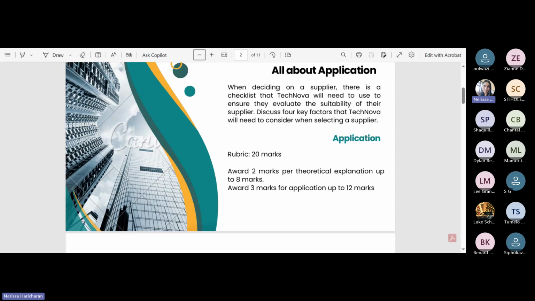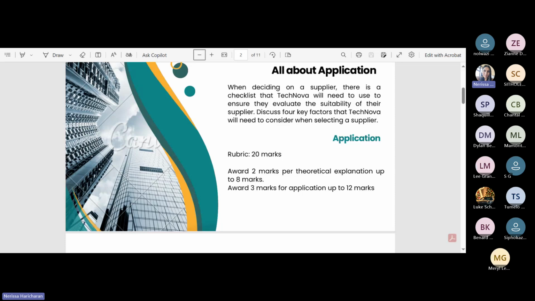So the rubric specifically didn't exactly tell you that 8 marks was theory or 12 marks was application, but just so that you have more of an indication of how you would go about answering a question that doesn't give you a breakdown rubric. For 20 marks, how you would normally work it out is, most times, 2 marks is theoretical, which means that you need to provide at least 2 theory points based on the 4 key factors.